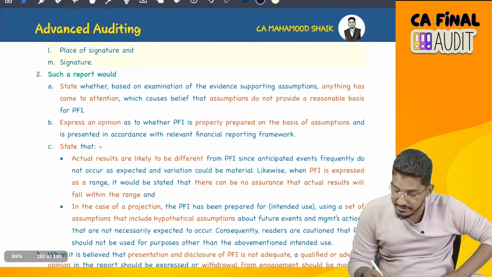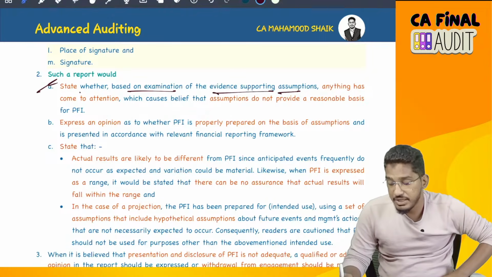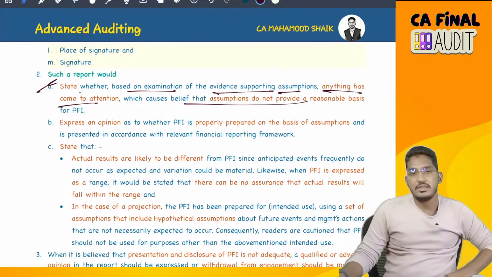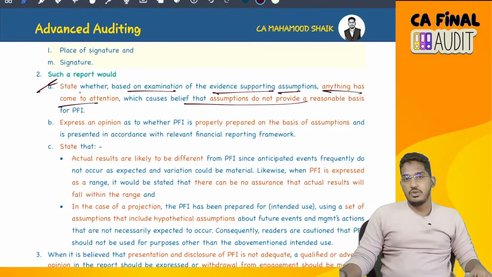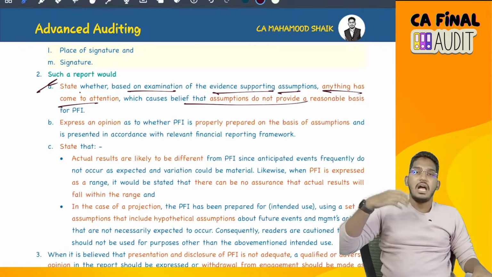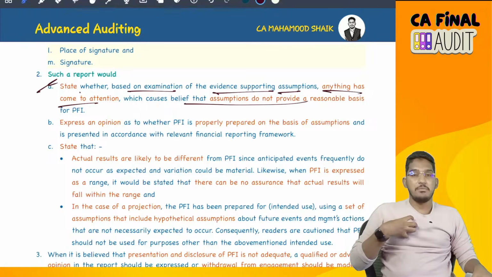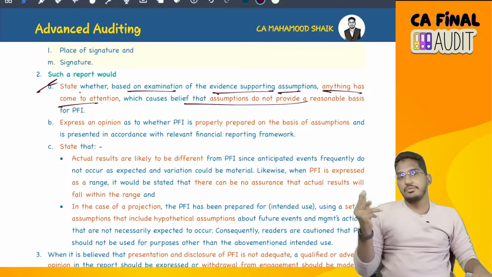So how we have to use the phrase if we are satisfied that everything is okay: this phrase you have to use. State whether, based on examination of evidence supporting the assumptions, anything has come to the attention which causes belief that assumptions do not provide a reasonable basis. Which means that if I am satisfied, assumptions are all okay, disclosures are all okay, I want to give an unmodified opinion. But I will not say directly, I have obtained sufficient and appropriate evidence and I believe that assumptions are reasonable. You should not say it like that. You have to put it in a negative phrase.